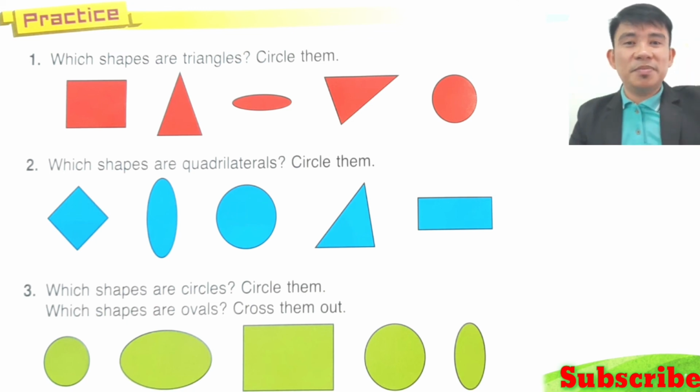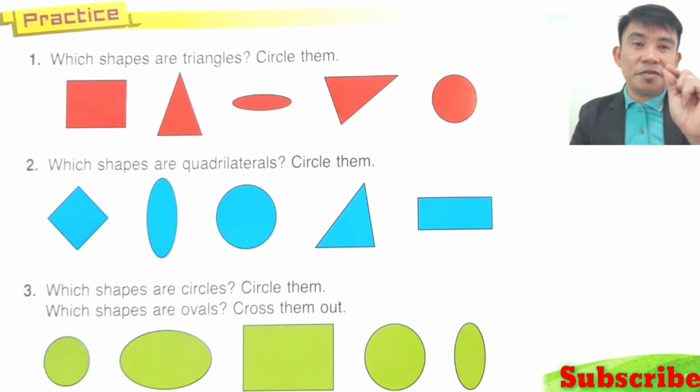Just use your pencil. And then number 3, there are 2 things that you need to do here. Which shapes are circles? You have to encircle the circles. And which shapes are ovals? What you're going to do for the oval, you will cross out. Okay, cross out the ovals. For circles, encircle. For the ovals, cross them out. Okay, I hope you get it.